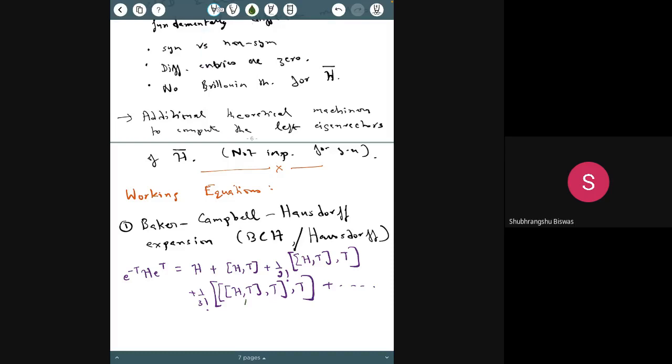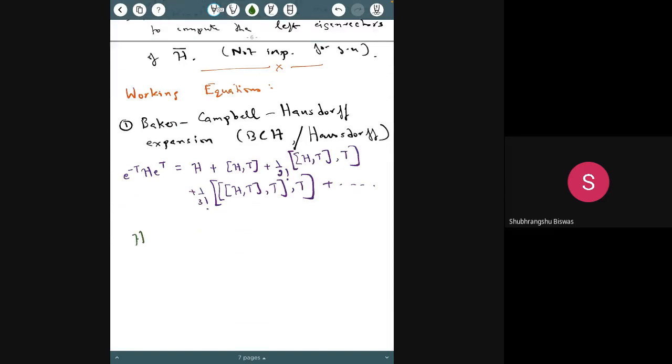And we have also written our Hamiltonian in terms of second quantized operators. You can see that that is what will be required here.